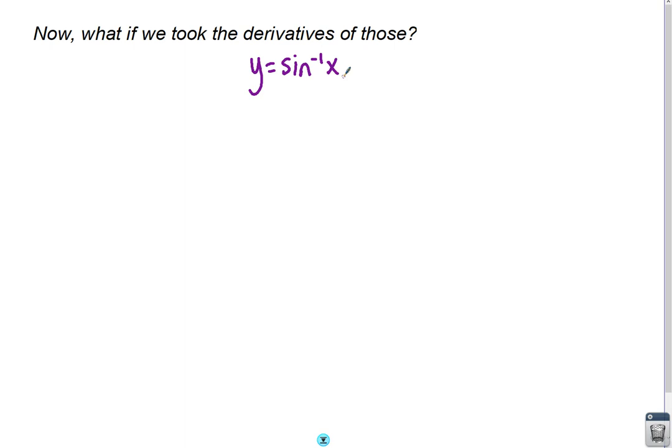But I do know how to take the derivative of sine. We've done that quite a bit. So I'm going to rearrange this. If y is equal to sine inverse of x, well, that means that the sine of y is equal to x, if I just apply the inverse operation here. Well, I know how to take the derivative of sine, so I can go ahead and take the derivative of both sides. So the derivative of sine is cosine, but I'm taking the derivative of everything with respect to x.